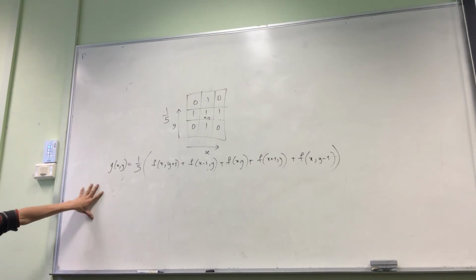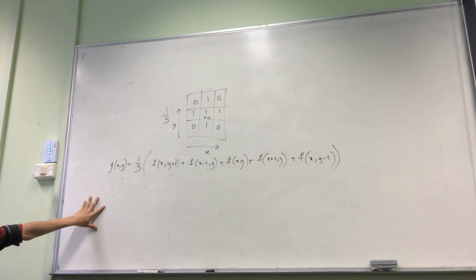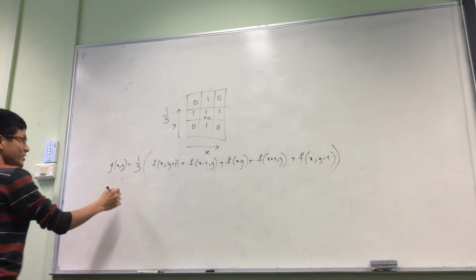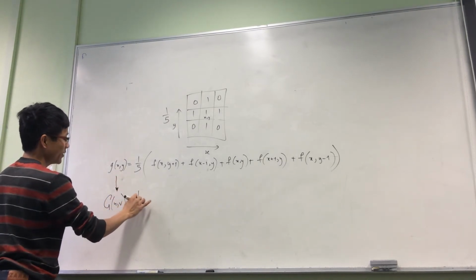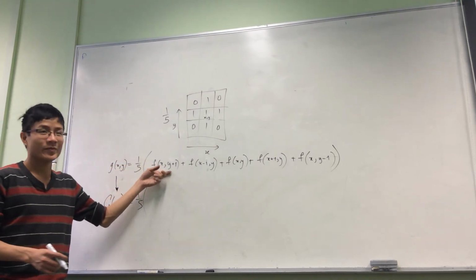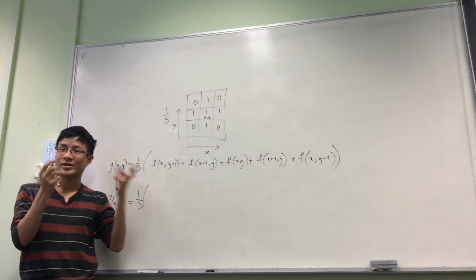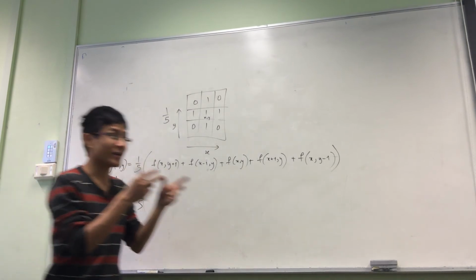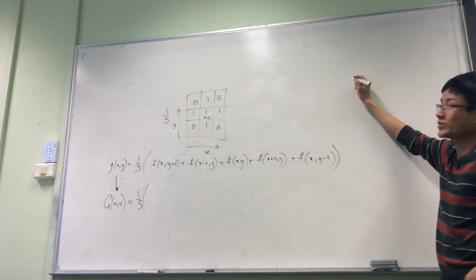Next, you need to prove this one is a low pass filter. You need to take the discrete Fourier transform of that filter to find the transfer function. The discrete Fourier transform G of u, v is 1 over 5 of F. If you look at this, you just consider the shift theorem, shifting. What is shifting in a low pass filter? What is shifting in the Fourier transform?